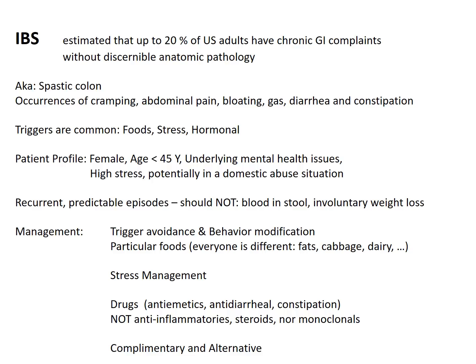Some of these individuals have underlying mental health illnesses. Some of these individuals have a high amount of stress. Some of these individuals are potentially involved in abusive domestic situations. These individuals have recurrent, predictable GI symptoms. One thing that you typically do not see in IBS is blood in stool and involuntary weight loss.